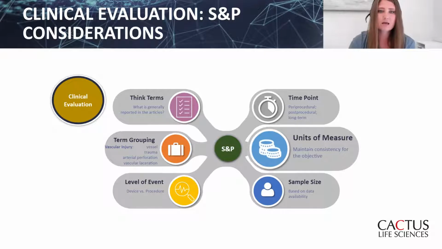Unit of measure. Is there a way we can convert all values for one given objective into one unit of measure? Simple example would be some articles may report the adverse event in percentage value, and some article might say 3 patients out of 75 experience this adverse event. In this case, we could convert the data into percentage value for consistency.